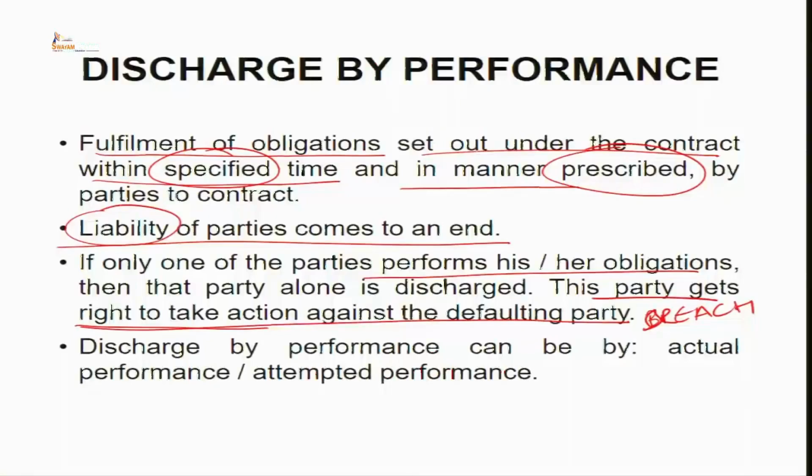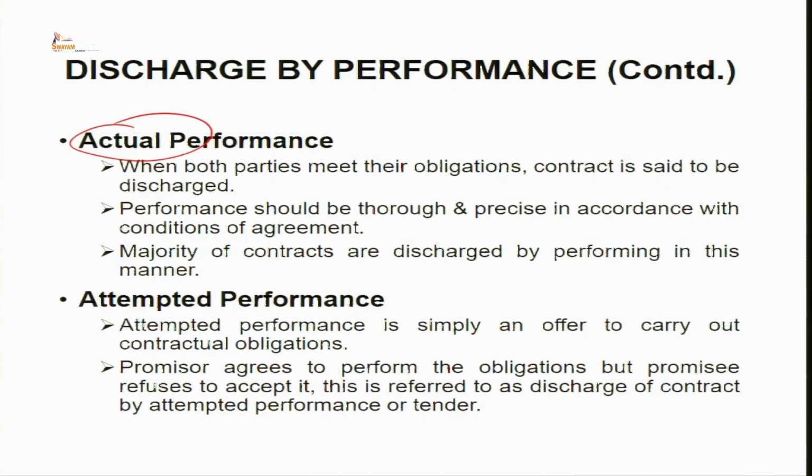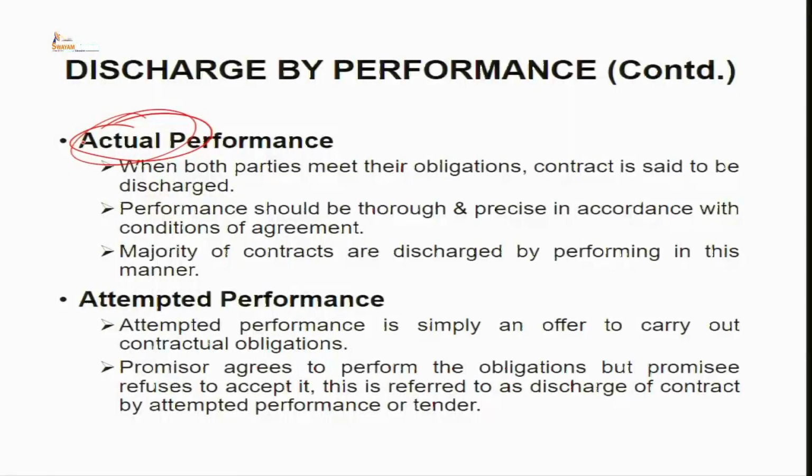So discharge by performance can be of two types. First is actual performance, second is attempted performance. Let's see what both of them mean. When we say actual performance, we mean when both parties have met their obligations, a contract is said to be discharged. It has actually been performed.